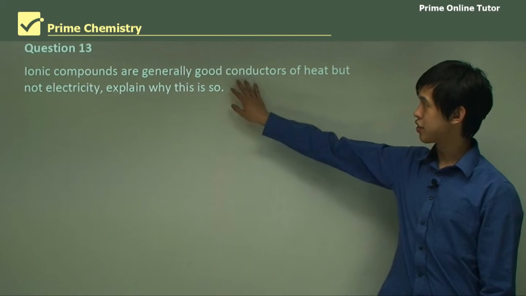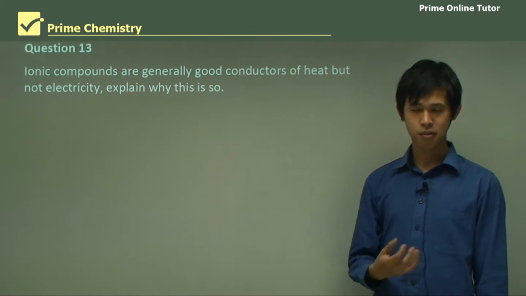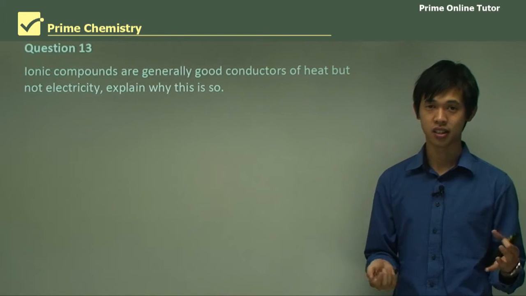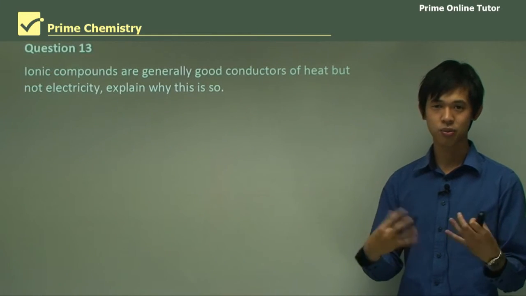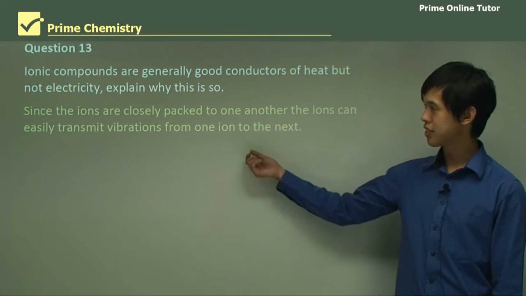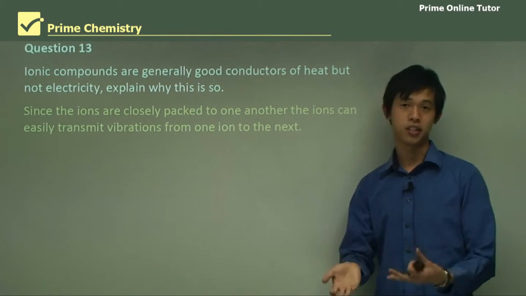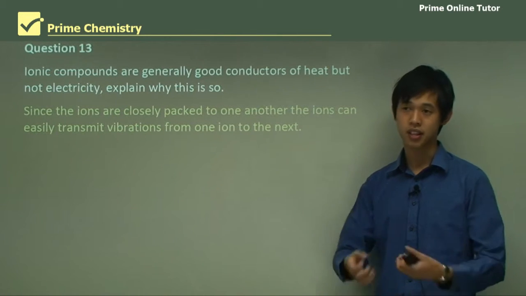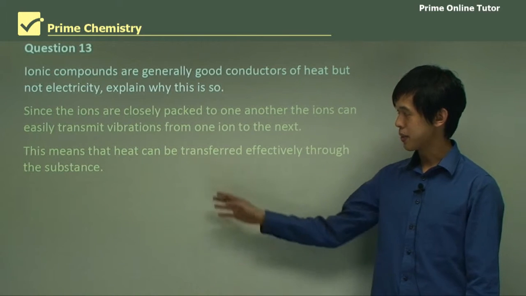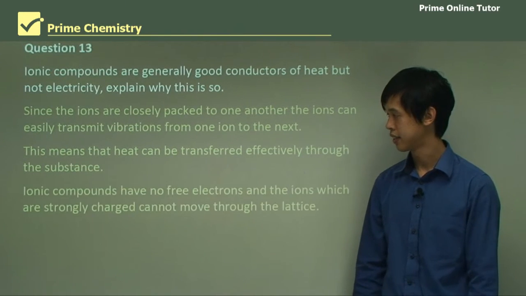Ionic compounds are generally good conductors of heat, but not electricity. Why is this so? So you imagine that you've got all this charge in this crystal. Why doesn't it conduct electricity? Well, since the ions are closely packed to one another, the ions can easily transmit vibrations. That's why they're good at conducting heat, because the vibrations can transfer very rapidly. This means that the heat can be transferred effectively through the substance because of that tight packing.